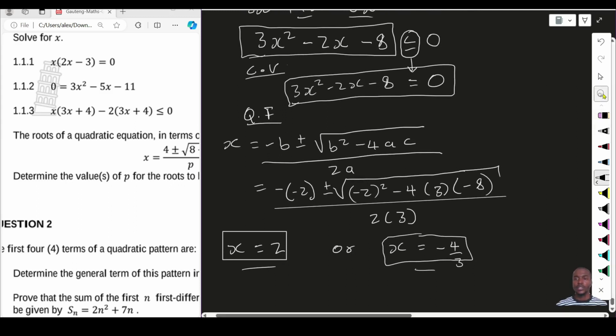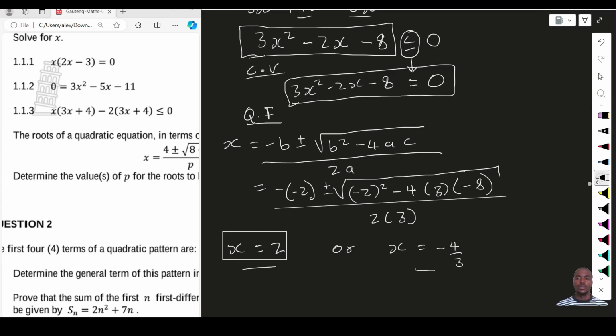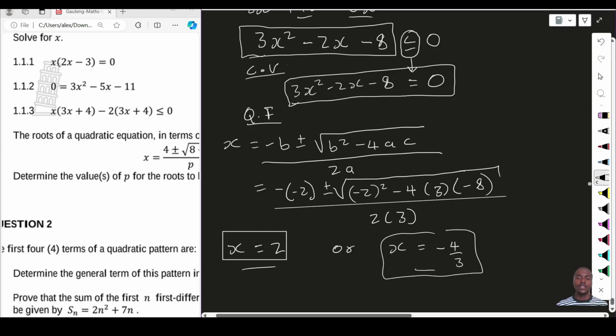So let me correct this box here. So these are your critical values.